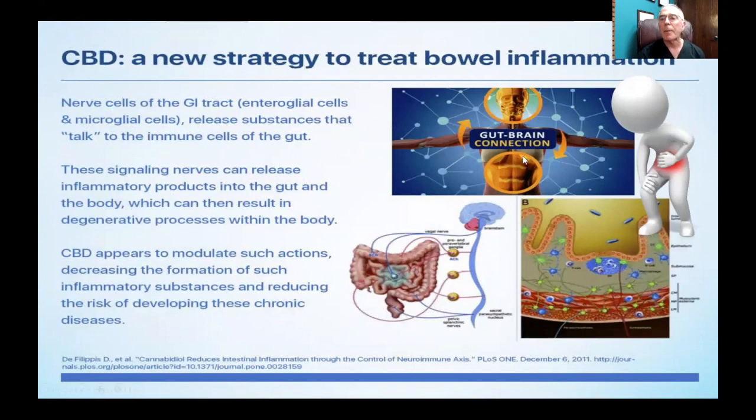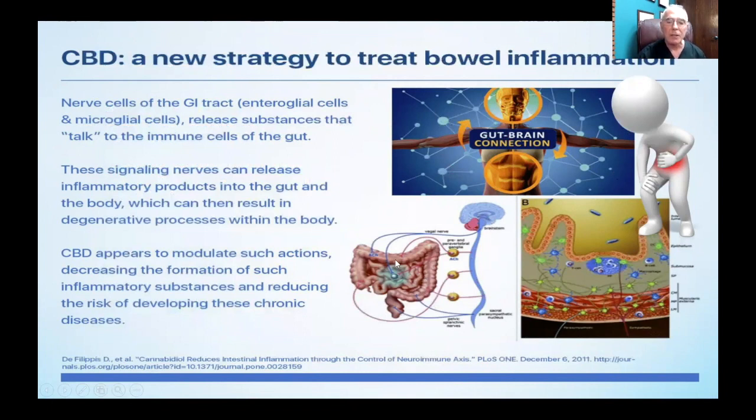Now, what about the bowel? The bowel, there is definitely a brain-gut connection. We all know that when we get butterflies in the stomach, when we can get nauseated when we see something that we don't like too well, and there is a connection. We all see that connection between the brain and the stomach.